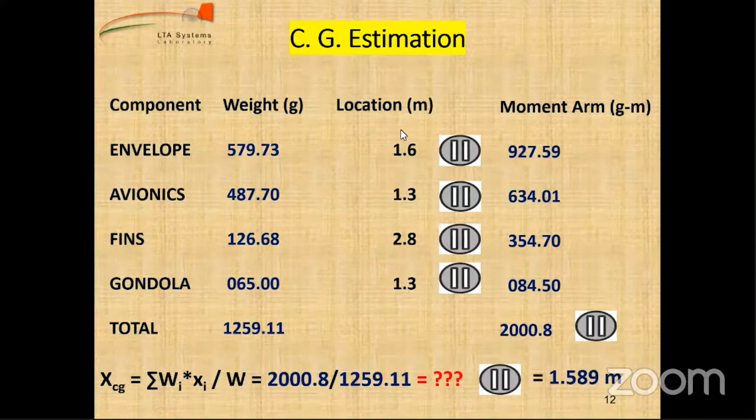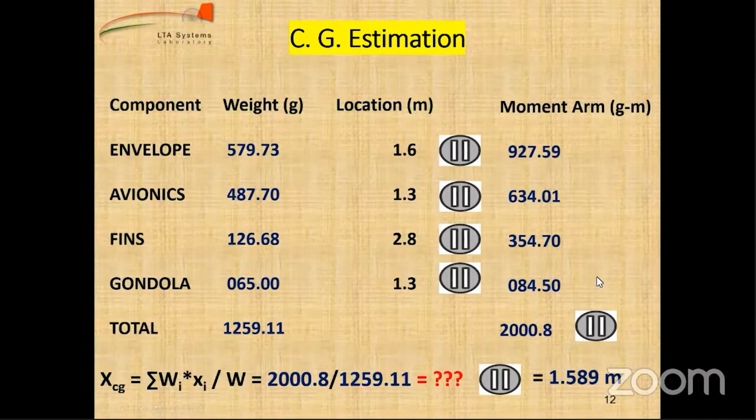Again, something to look at here. Can you look at the location of the envelope and the answer that we get here? The CG of the airship is very close to where the envelope's CG was. So this is one thing to note. And also the CG of the airship is behind the avionics and also behind the gondola.